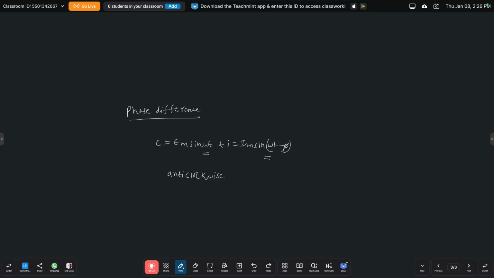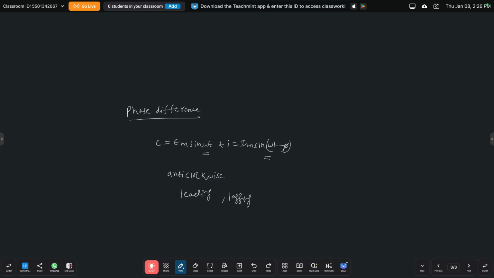So the phasors which are ahead in the anti-clockwise direction with respect to the reference phasor are said to be leading, and the phasors which are backward are called the lagging phasors, right? So I repeat once again, the phasors which are ahead in the anti-clockwise direction with respect to the reference phasor are said to be leading with respect to the reference, and the phasors which are behind are said to be lagging.